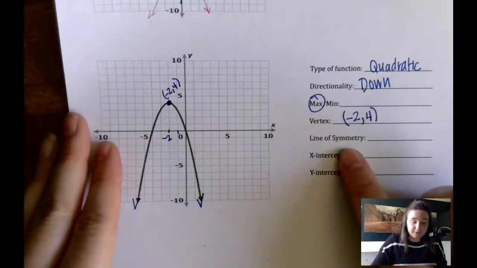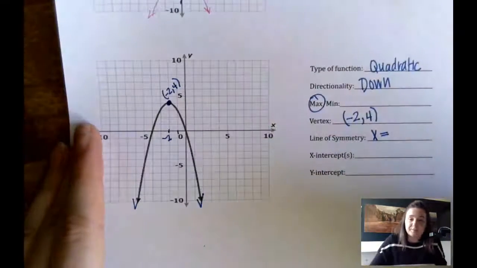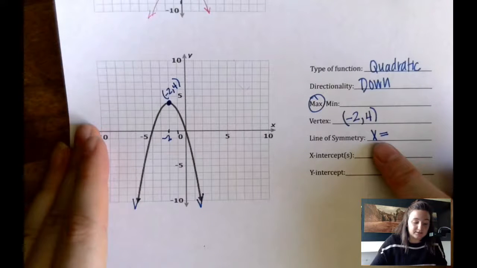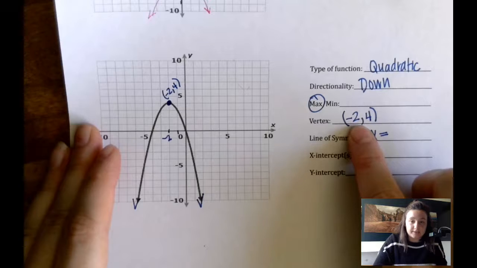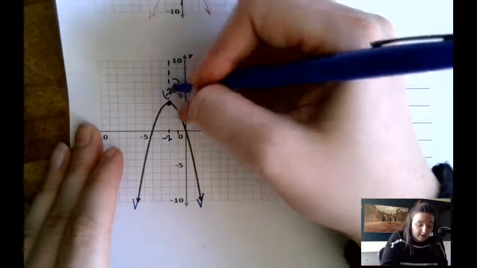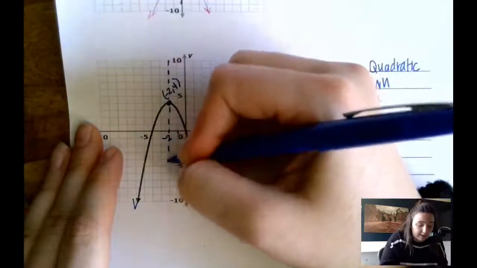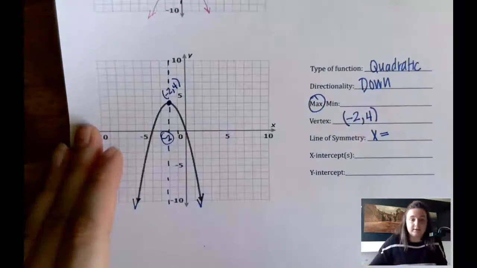Our line of symmetry is our x equals, and we have to pick the number. What is the x value that the line goes through? And so remember, you can look right here, so -2, or if you go ahead and draw in your line, you can see that we do in fact cross -2.